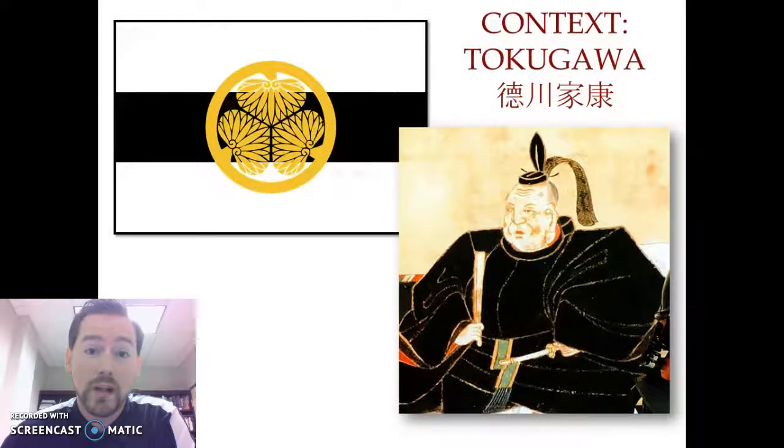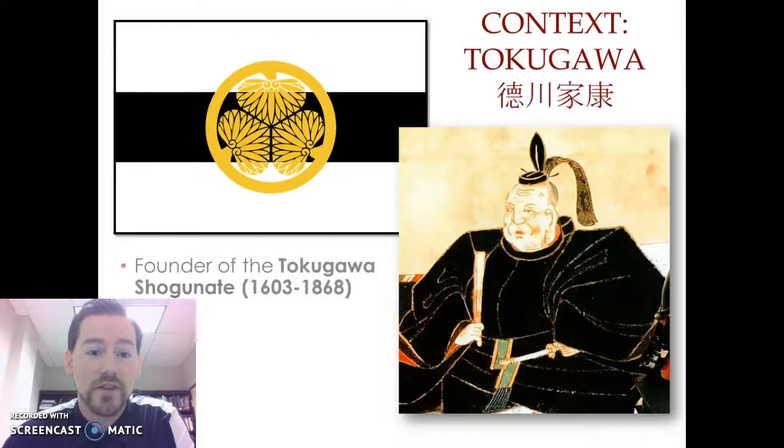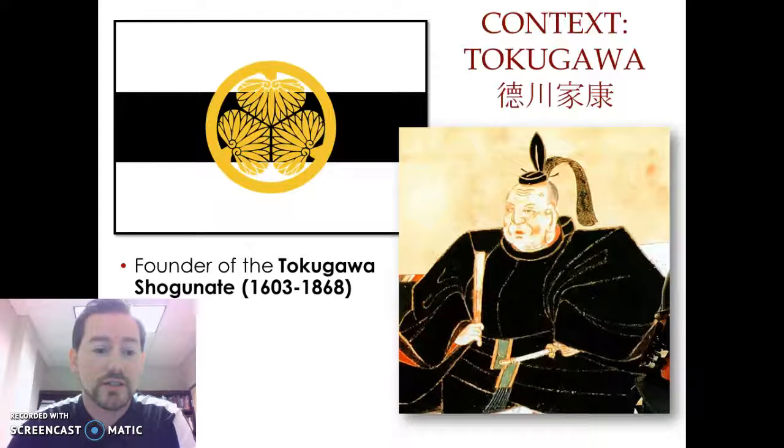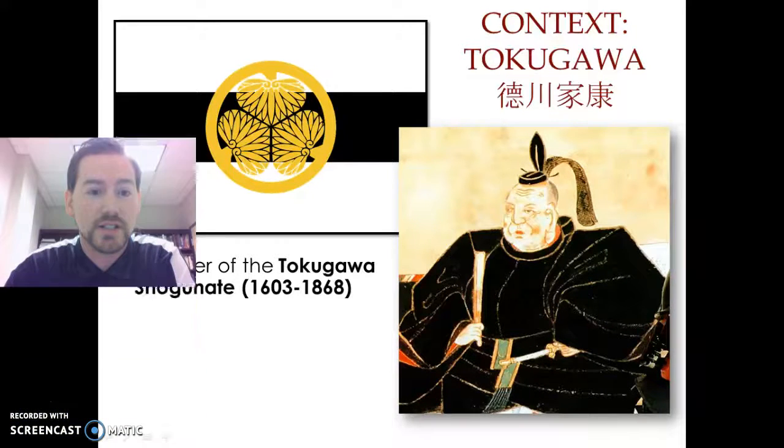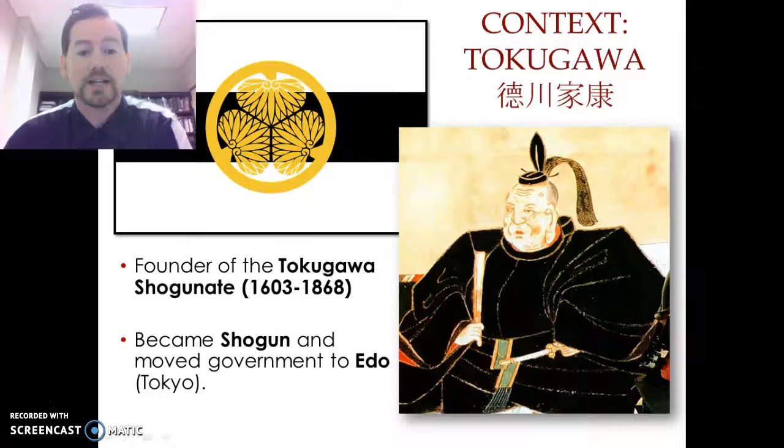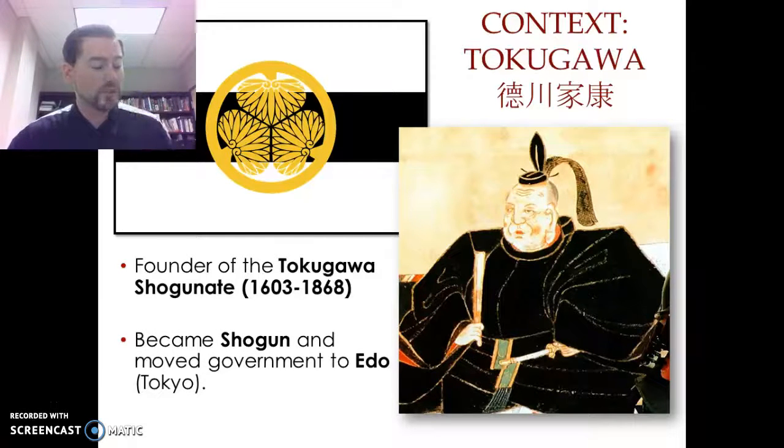So, real quick, we're going to look at these sources from Matthew Perry and U.S. President Millard Fillmore. That's in the 1850s. That was taking place during the Tokugawa Shogunate, named after this guy, Tokugawa Ieyasu. It's just important for you to know that he's the founder of this shogunate that's in place throughout the 1600s and into 1868, and he became the shogun. He ended up moving the government to Edo, which today is Tokyo. So just be aware of that.